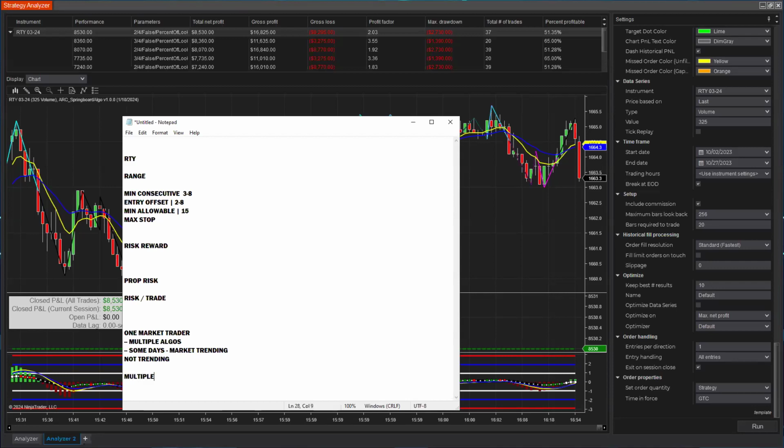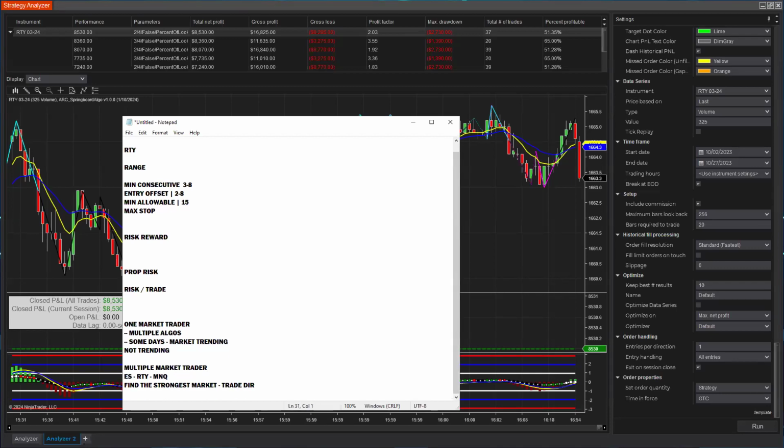If you are a multiple market trader, say you're trading ES, RTY, and MNQ, then you find the strongest market, trade that direction with the algo, and that's what you trade for the day. If you get a couple hours in and NQ totally takes over and it's screaming to the moon and everything else is going sideways, well, then you switch markets, right? But you would have a setting for each market then, and multiple settings, right? And then you would have one for each market, and you'd already be optimized for the week. And then you just pick the market that's trending.